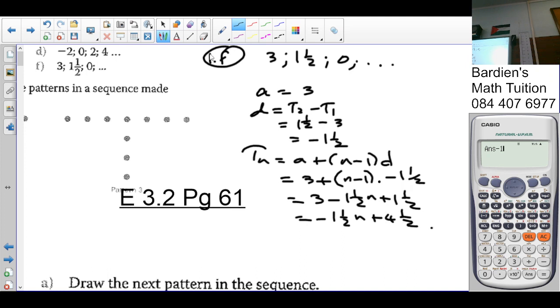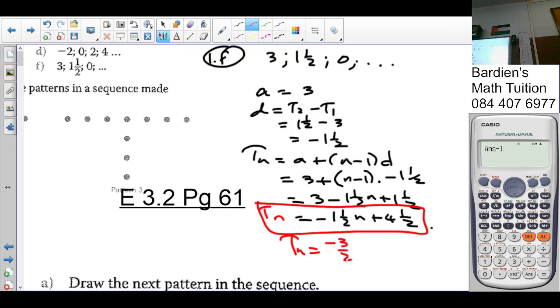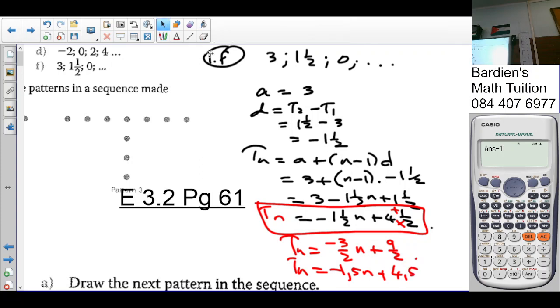Yes? What's the textbook's answer? It's the same thing. If I convert that to an improper fraction, that will be negative 3 over 2 n, plus 4 times 2 is 8 plus 1 is 9 over 2. So yes, it is correct. Or you could have written it in the form Tn is equal to negative 1.5n plus 4.5. Even that is correct. Okay, it's all equivalent answers.